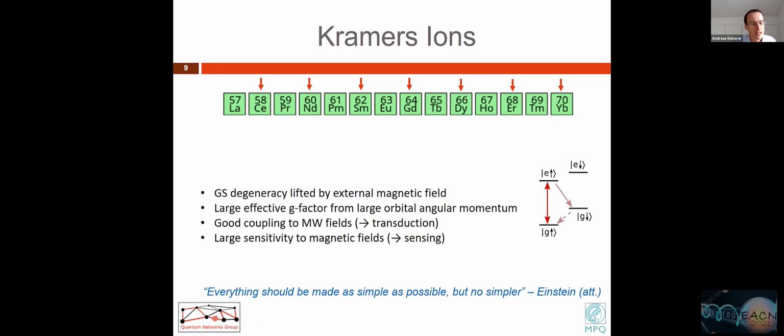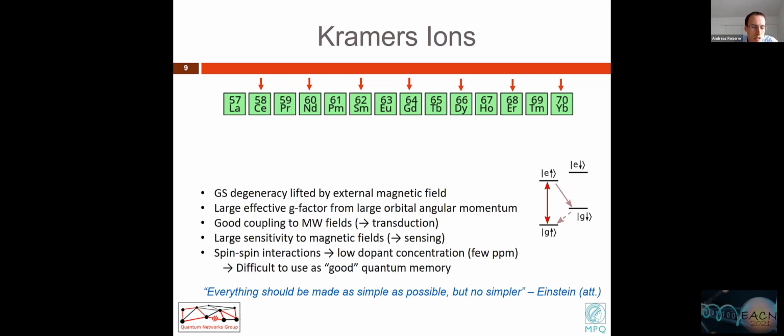But at the same time, of course, this is a disadvantage if you want to isolate the spins from interactions, right? Both with external fields, but also with one another. If you have a high concentration of these Kramers ions in a given material, they will interact quite heavily, and that will destroy the coherence. So with these Kramers ions, you have to really go for low dopant concentration of only a few parts per million. That can be a drawback if you want to implement memories, but I'll come to that a bit later. So it's difficult to use them as good quantum memories because they're sensitive to magnetic fields and you need low concentration, thus low absorption.